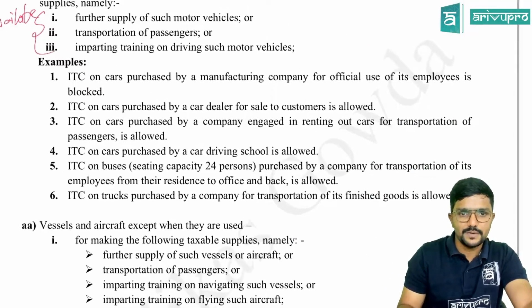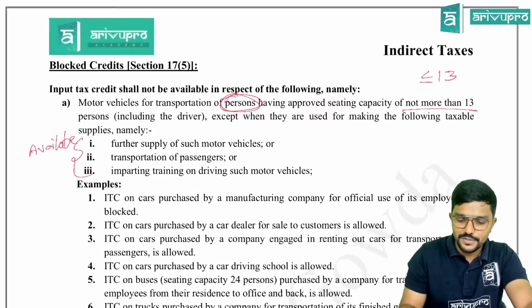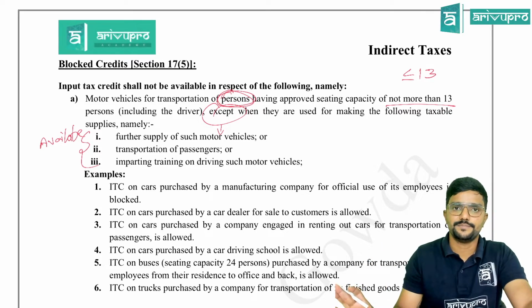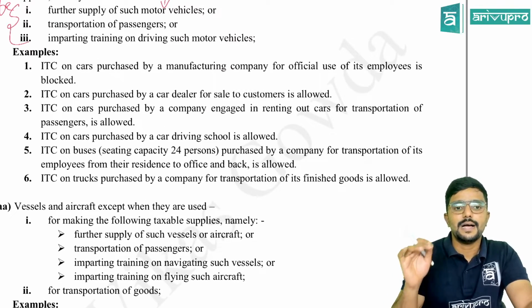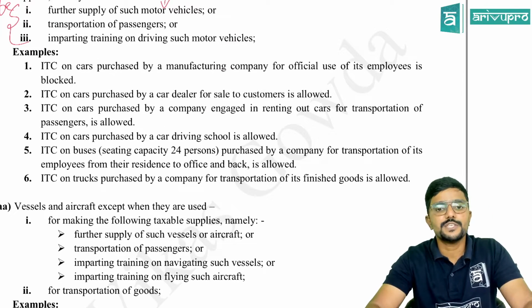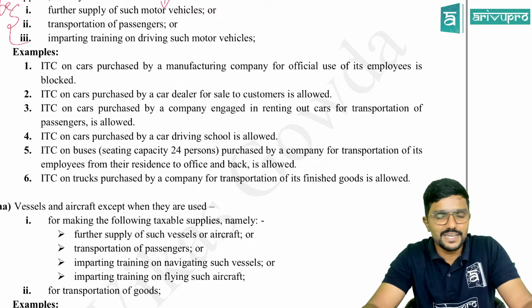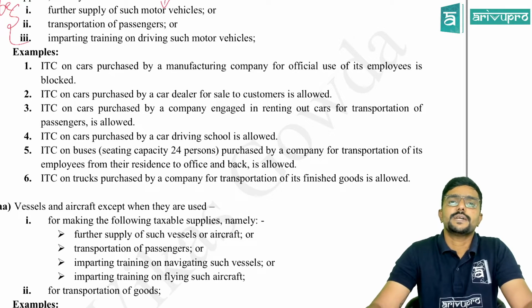Examples I have given here. Look here. So please be careful in this point. Whatever is given, credit is available, because you can see, except when they are used in the following cases, credit is available. So except means in the following cases, credit is available. Examples. ITC on car purchased by a manufacturing company for official use of its employees is blocked. Why? Because the car seating capacity is less than 13. Okay. It is used for transportation of persons, and those persons are not passengers. They are employees. Credit is blocked.